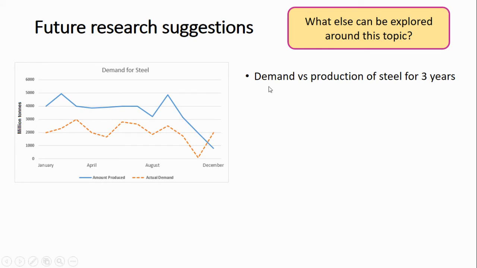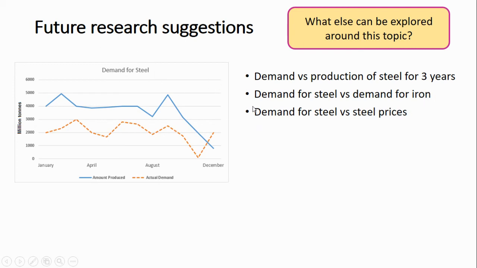For example, the scientists can look at the demand versus production of steel for 3 years, not for 1 year. Here it's 1 year, right? So they can extend the period of time and get more information about it. Also, you can compare the demand for steel versus demand for iron, because iron is used to produce steel. Demand for steel versus steel prices as well, or construction prices versus steel prices, because steel is used in construction. Okay, well, these are just a few topics. Of course, the list can be endless. All right.